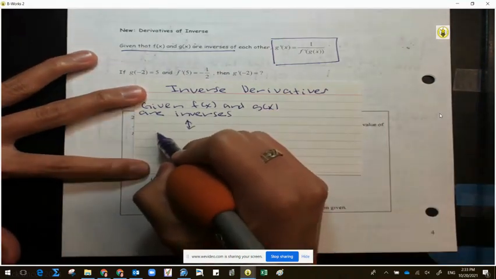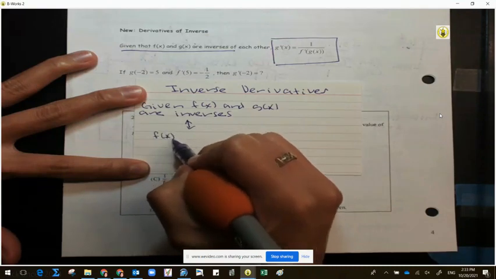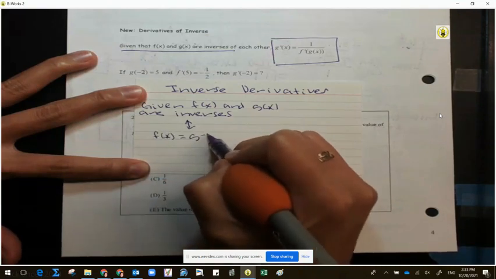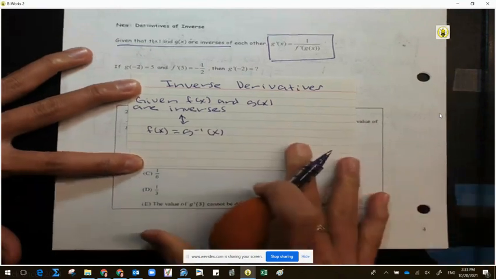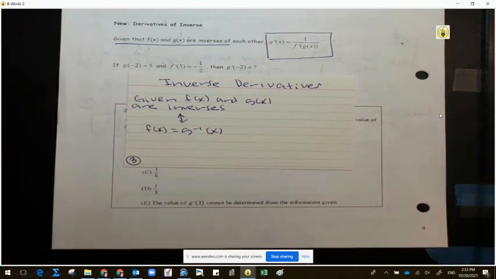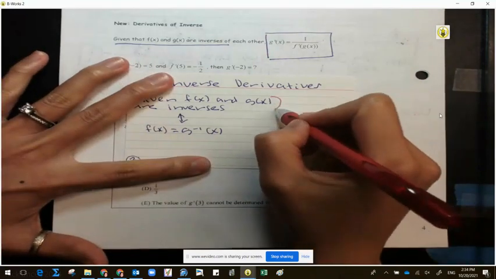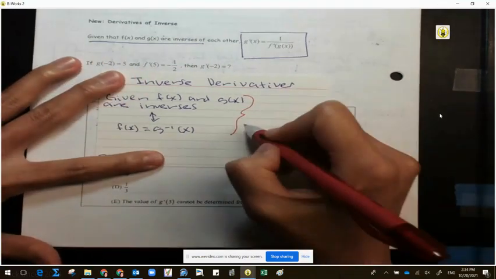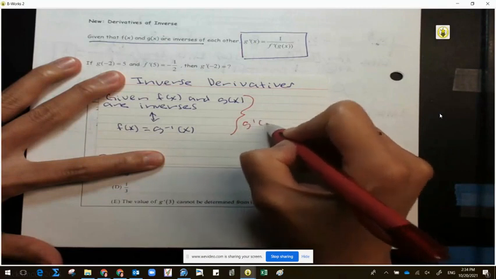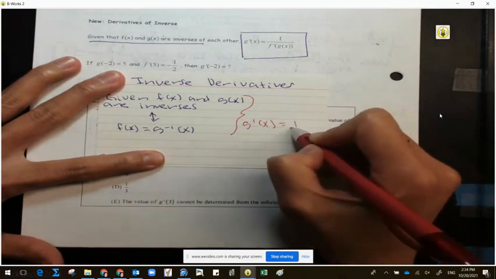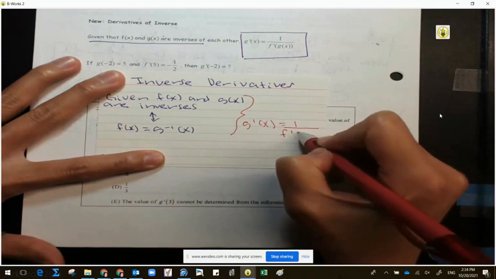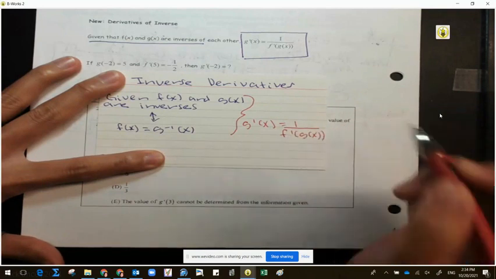Back in Algebra 1 and specifically in Algebra 2, it's when f of x is equal to g prime of x. The part that I do want you to memorize is the following. So as long as this is stated, we can go ahead and write out the following. G prime of x is equal to 1 all over f prime of g of x.